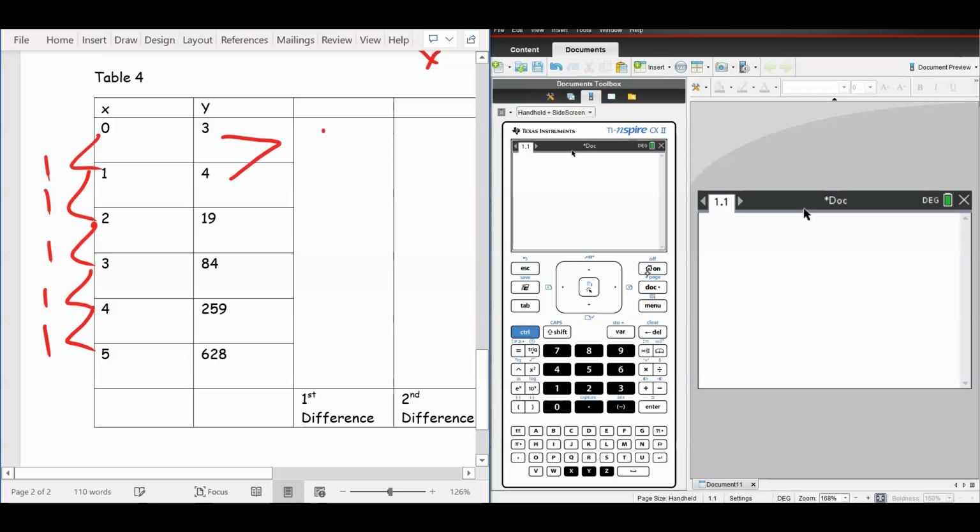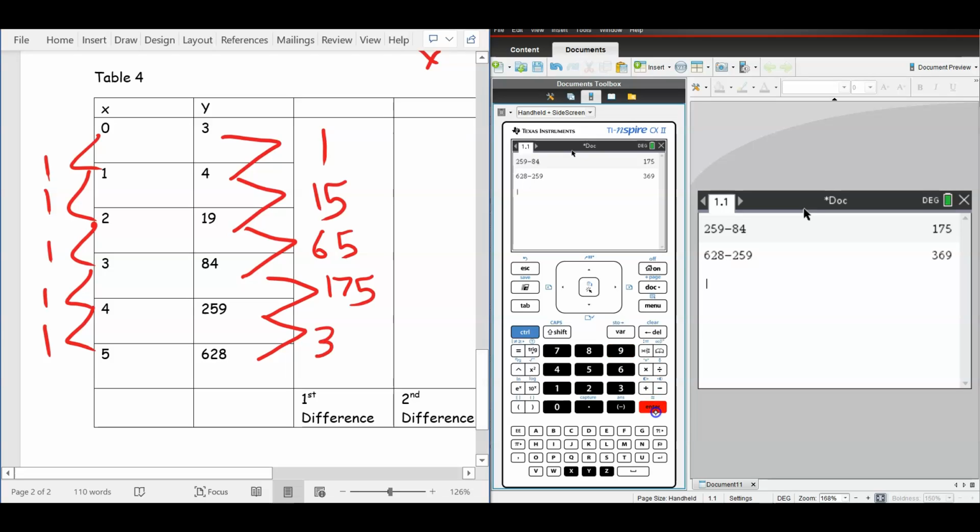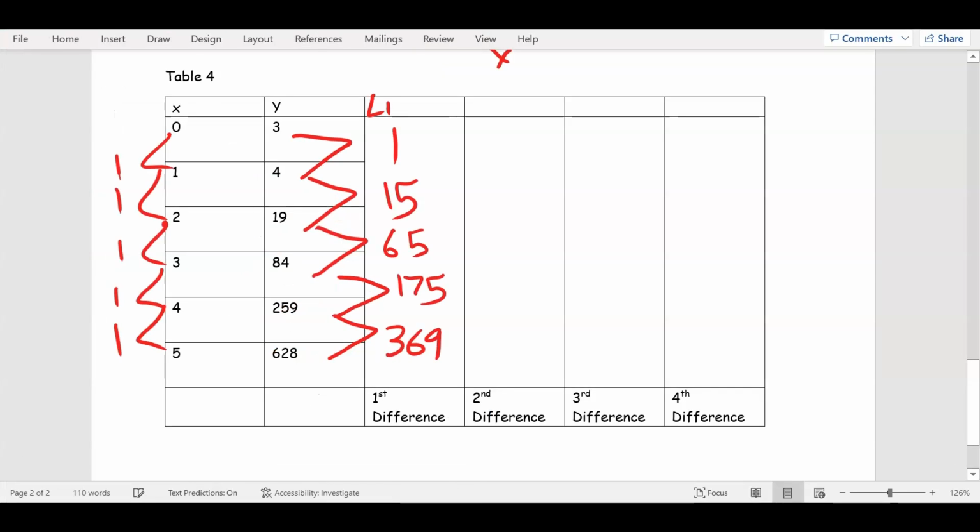All right, 4 minus 3 is 1. 19 minus 4 is 15. 84 minus 19 is 65. Okay, 259 minus 84, 175. And 628 minus 259, 369. All right, is the first difference the same? Is it linear? No. Try the second difference.